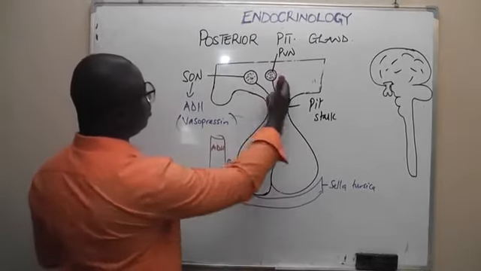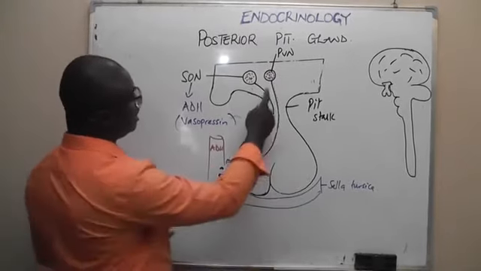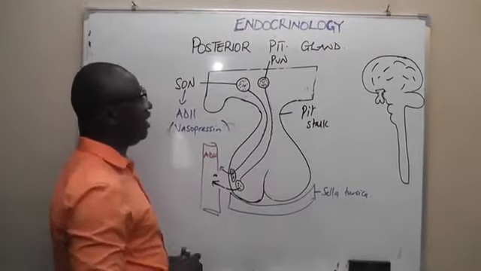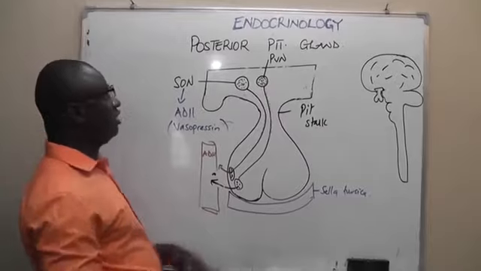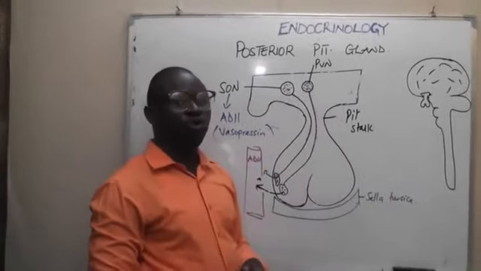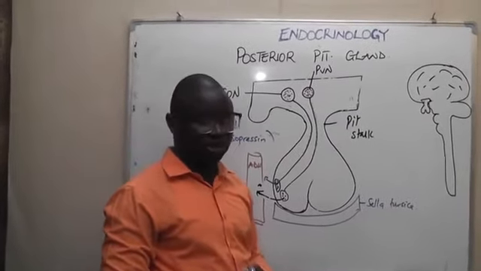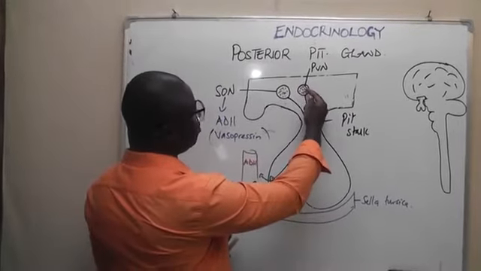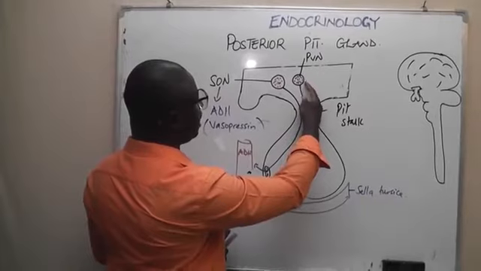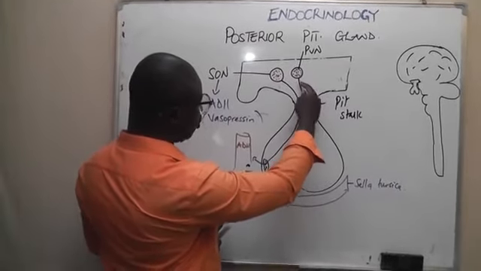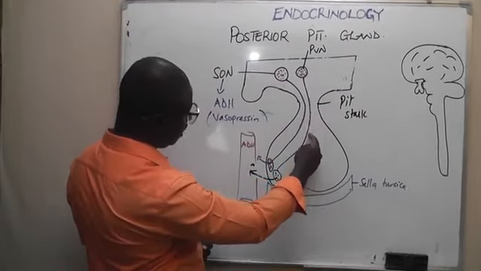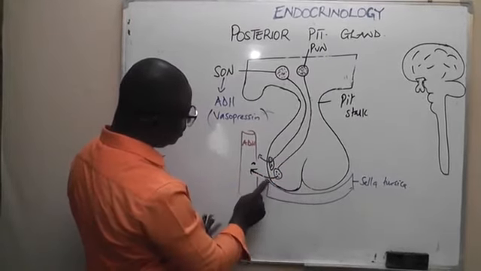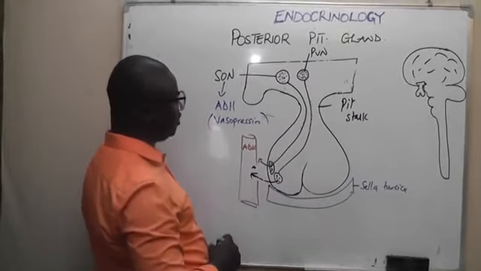While the second nuclei, the paraventricular nuclei, PVN, produces another type of hormone known as oxytocin. In a similar way, after being produced by the paraventricular nuclei, the oxytocin is passed through this tract and stored in this synaptic vesicle.